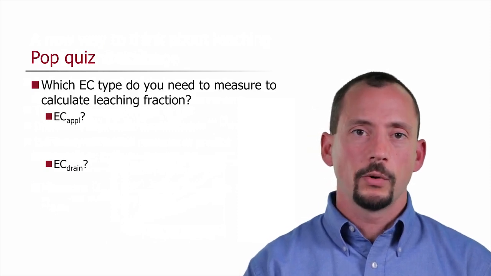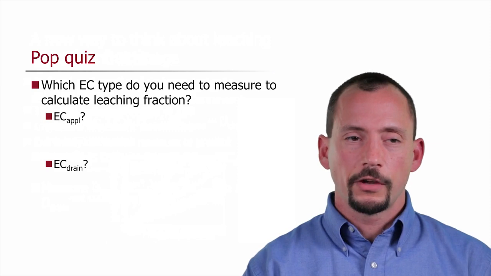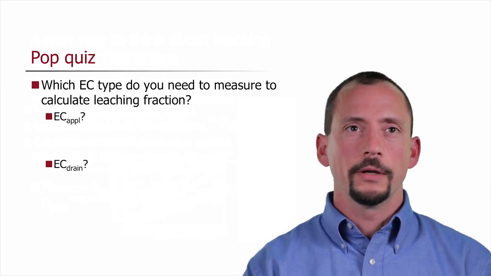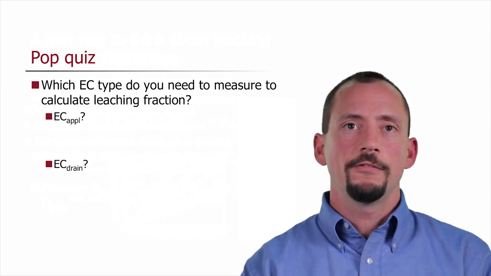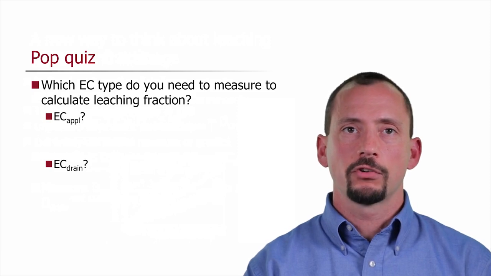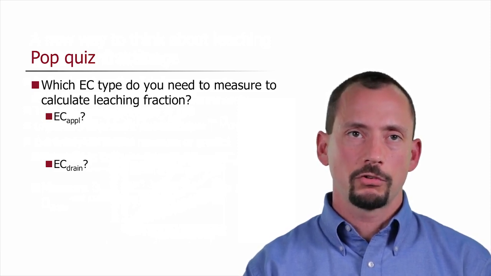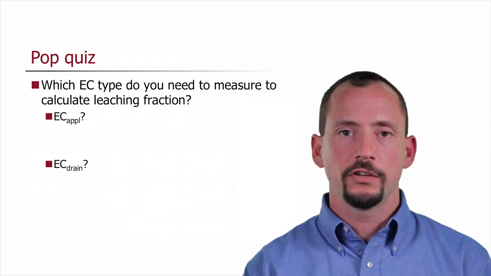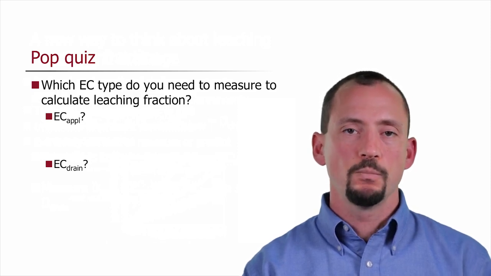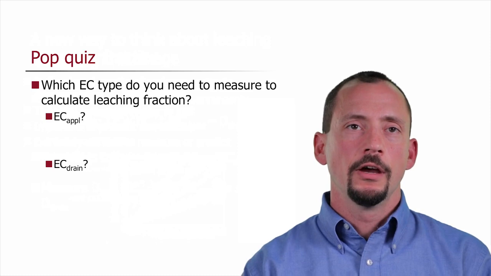So here's a pop quiz. We're not actually going to put a quiz on it, but want to throw this up there just to make sure we understand this point. Which type of EC do we need to measure to calculate our leaching fraction? So we said in the previous slide we need to measure two ECs. We need to measure the EC of the applied water, and we need to measure the EC of the drainage water.